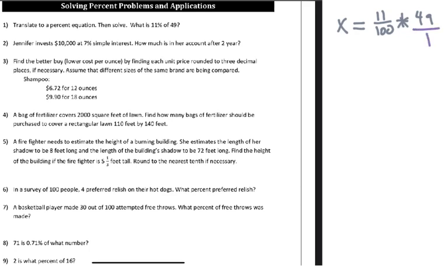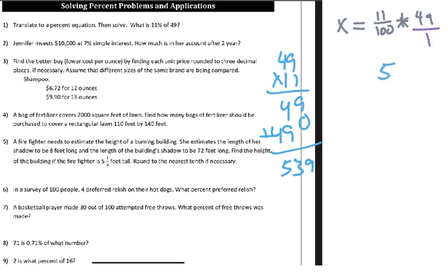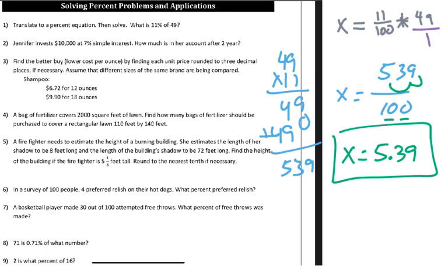It's 49 over 1. I'm actually going to multiply across, so we're going to do 49 times 11. This is going to give me 539. So this gives me 539 over 100 equals X. And I wanted to leave the 100 on the bottom there because this just tells me I jumped 2 places. So X is 5.39. And there's my answer. So 11% of 49 is 5.39.